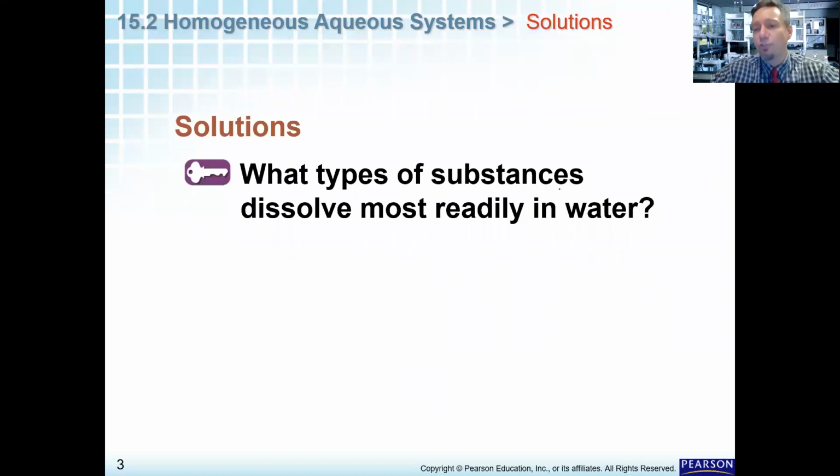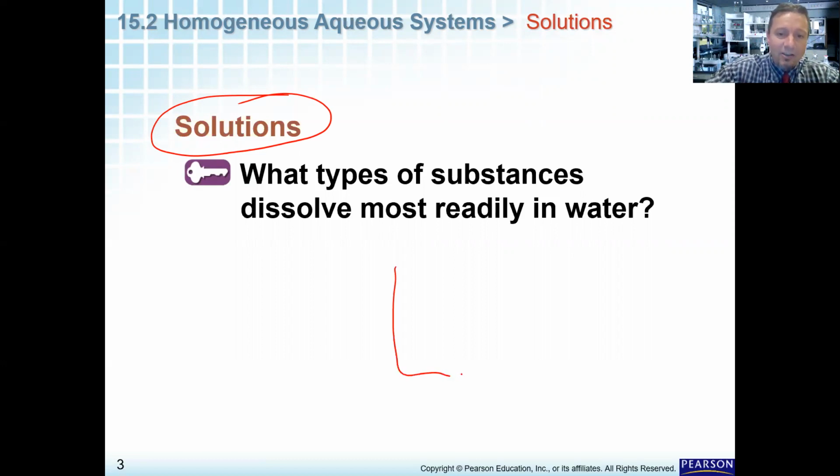So think about a solution. What type of substance dissolves most readily in water? First off, we talked about a homogeneous mixture. A homogeneous mixture, if you remember, is a solution. That's another name for it. It's said to be one phase, and that's a key word there. It is uniform throughout.